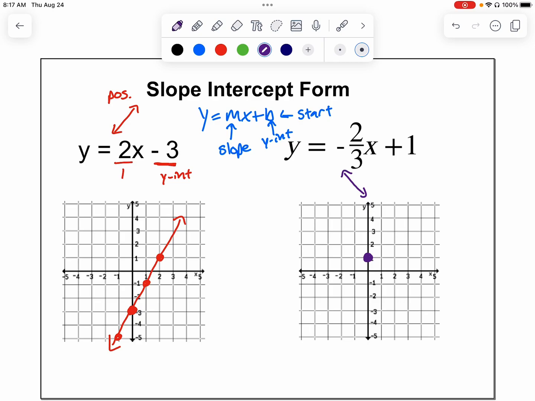So we're going to go down 2, to the right 3. If I try to do it again, I go off the graph. So you could also go up 2, to the left 3 to continue the pattern. So it's all about patterns. But negative should always go down and to the right. Positive should always go up and to the right.